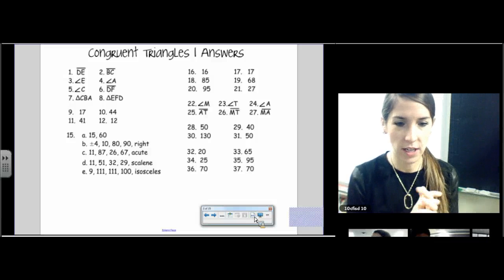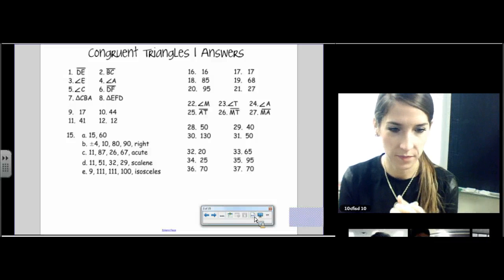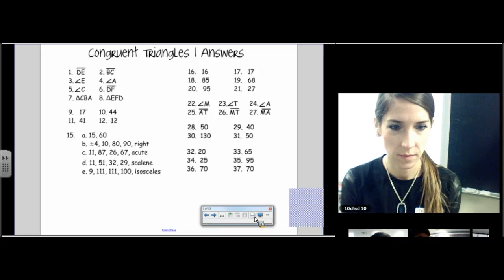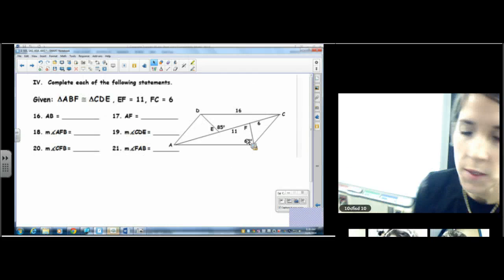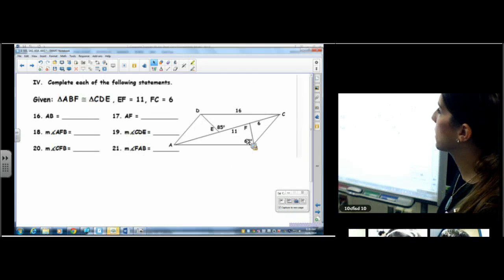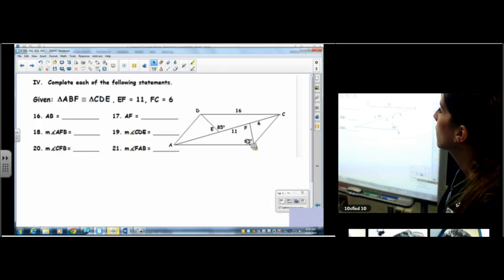Answers to your congruent triangles homework. Check your answers. Let me know which ones I need to work. So I was asked about 16 through 21, so let's look at those.